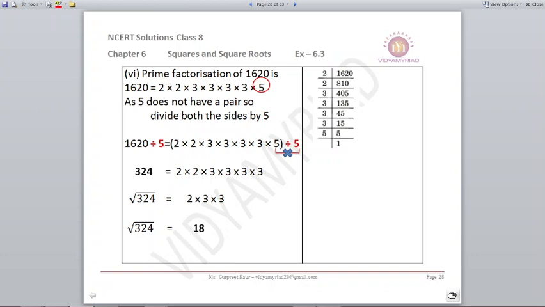Next number is 1620. Here in this, while doing prime factors, I could notice that 5 is alone. It doesn't have a pair. So I need to divide both the sides by 5. 1620 divided by 5 gives me 324. So on my right hand side, I am left with 2 pair, 3 pair and 3 pair. So I can pull one from each, so 2 into 3 into 3. So the square root of 324 gives me 18.